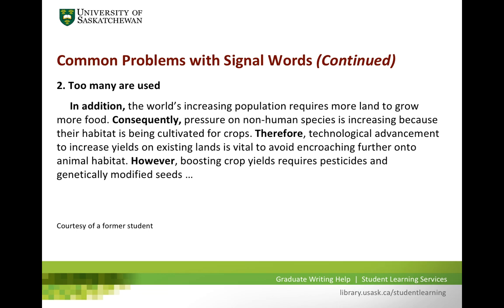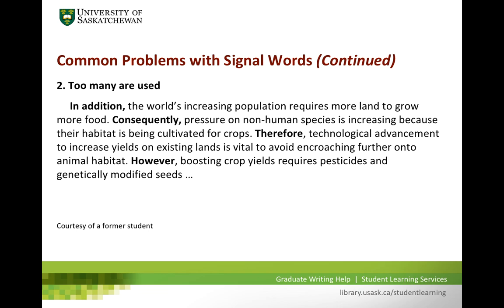Another problem with signal words is that often they are overused. So let's take a look at this short partial passage. In addition, the world's increasing population requires more land to grow more food. Consequently, pressure on non-human species is increasing because their habitat is being cultivated for crops. Therefore, technological advancement to increase yields on existing lands is vital to avoid encroaching further onto animal habitat. However, boosting crop yields requires pesticides and genetically modified seeds.